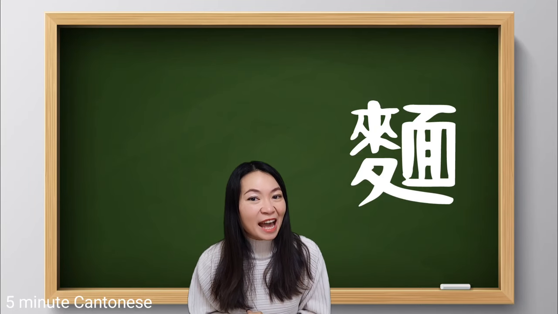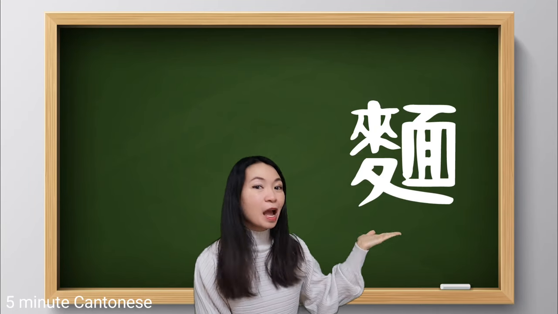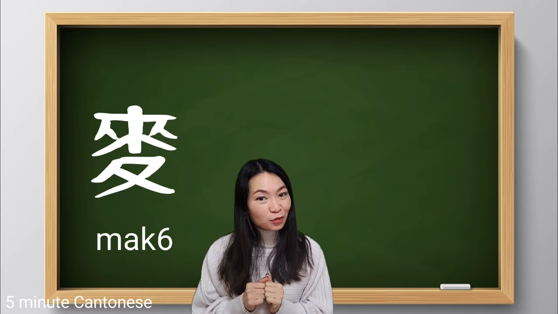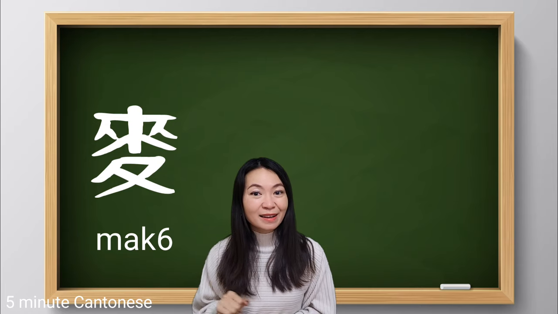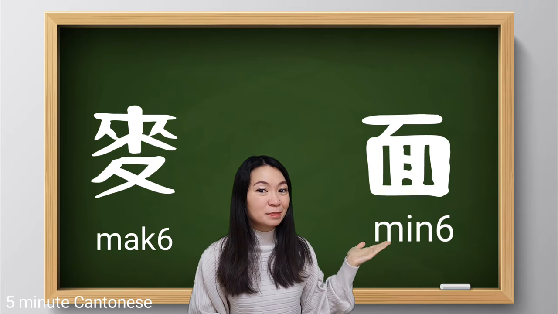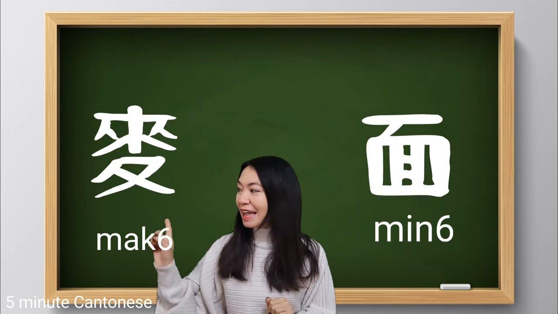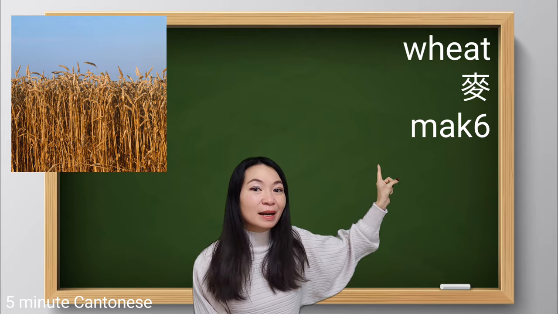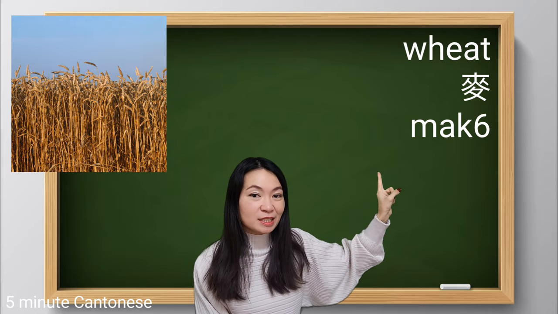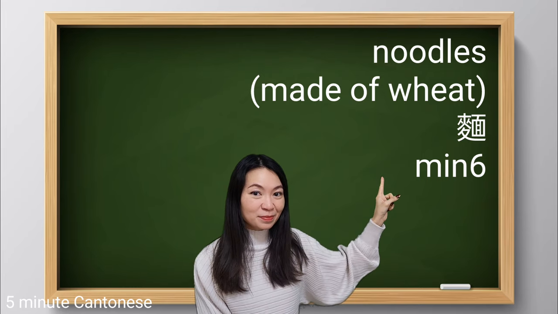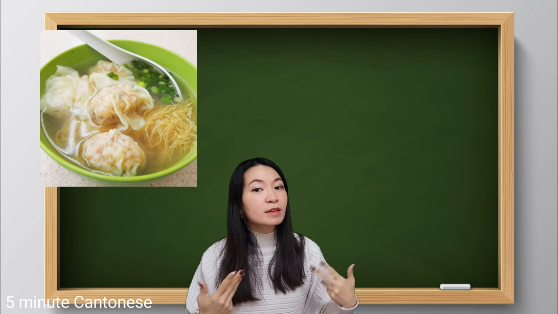First of all, let's take a look at the Chinese character mein. This word consists of two parts: ma and mein, where mein is the pronunciation. And ma literally means wheat. So basically, noodles which are made of wheat are called mein. For example, the wonton noodle.